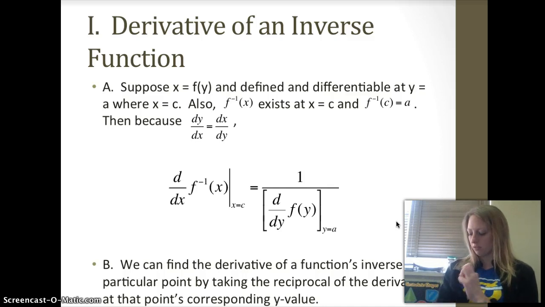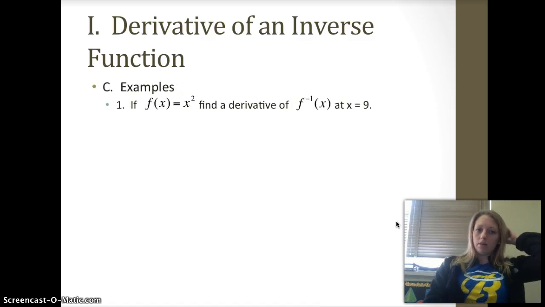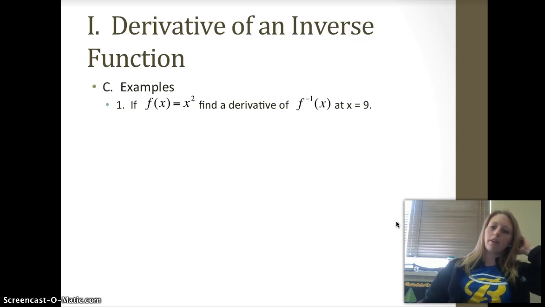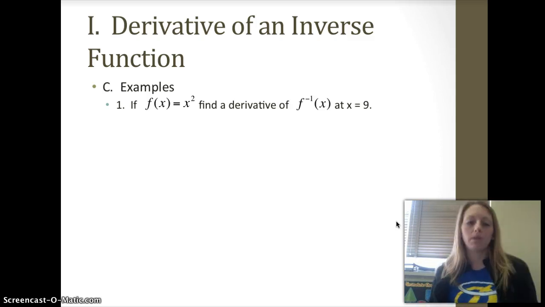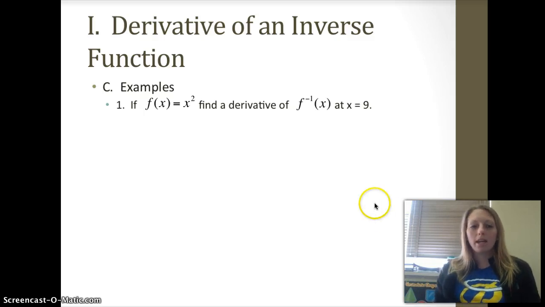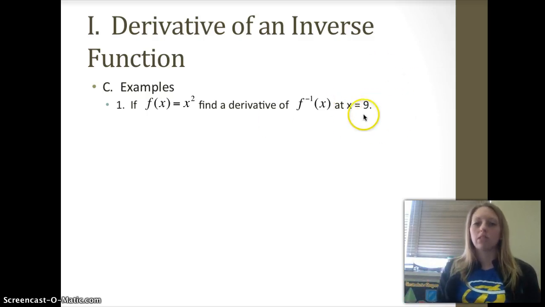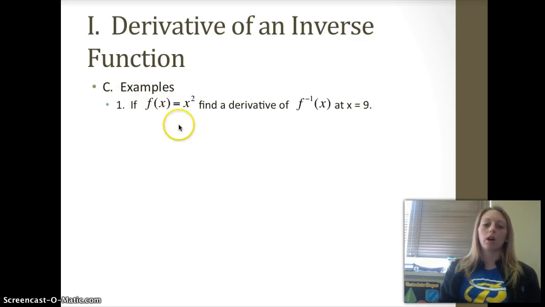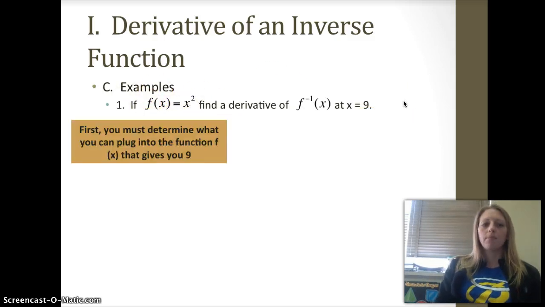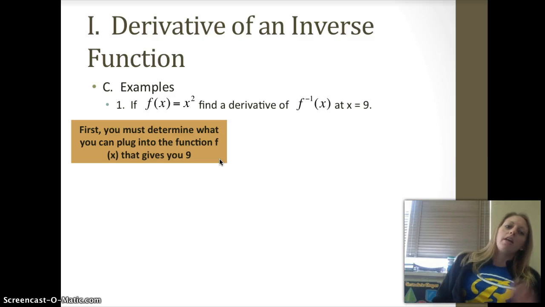So we're going to do a couple examples, and then there's some try problems, and there's some classwork problems for you to do as homework. So the first example, if f of x equals x squared, find the derivative of the inverse where x equals 9. So the first thing we have to think about is what makes f of x equals x squared equal to 9? Because this is the inverse, so it's switched. So even though this says x equals 9, for our original, we start at y equals 9. So again, you must determine what you can plug into the function f of x, not the inverse of the function, but the function that gives you 9.